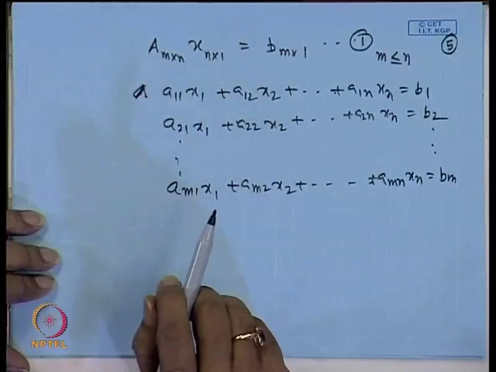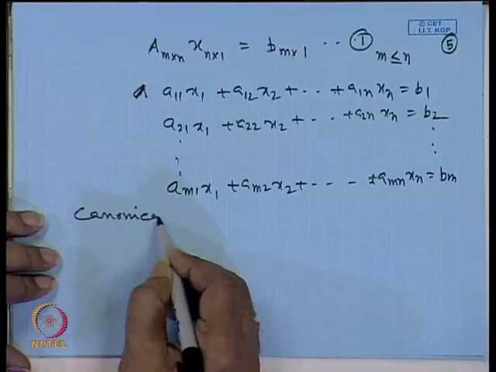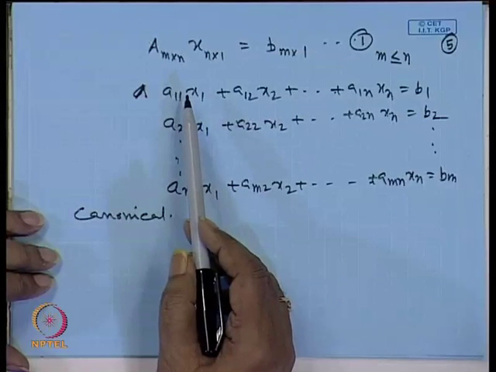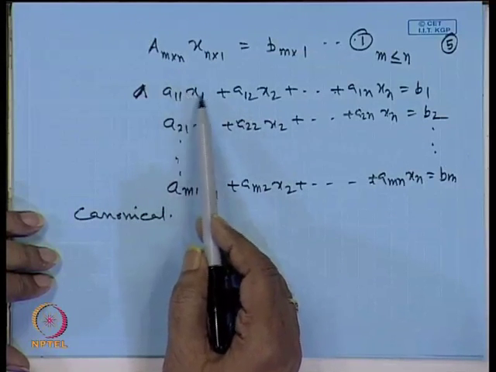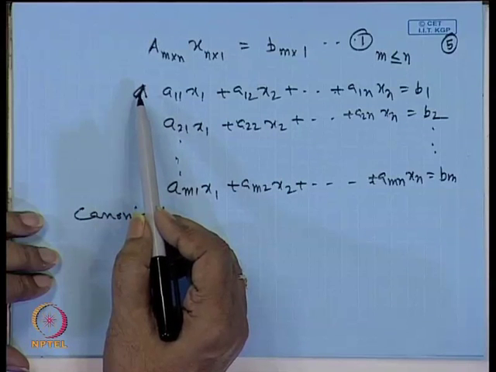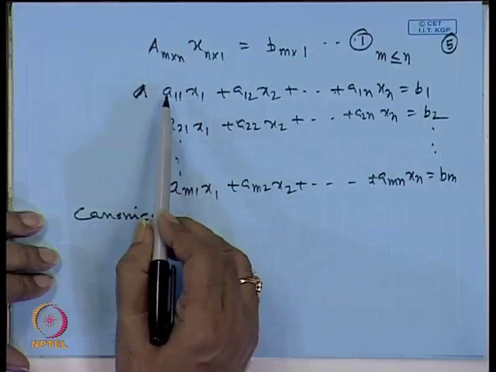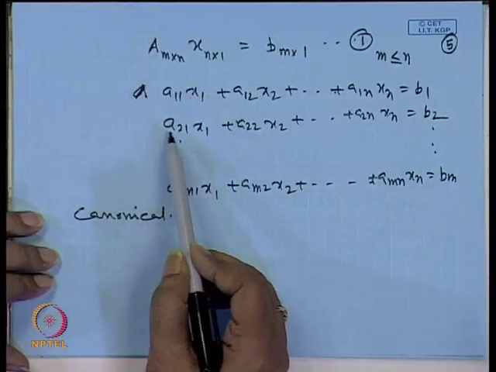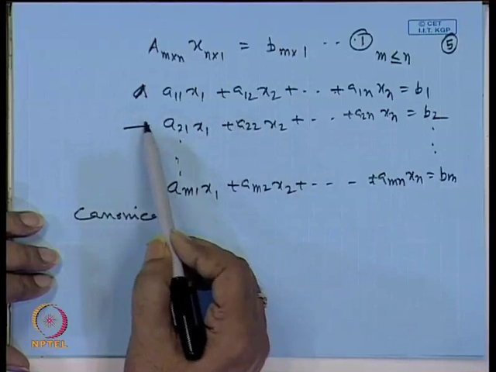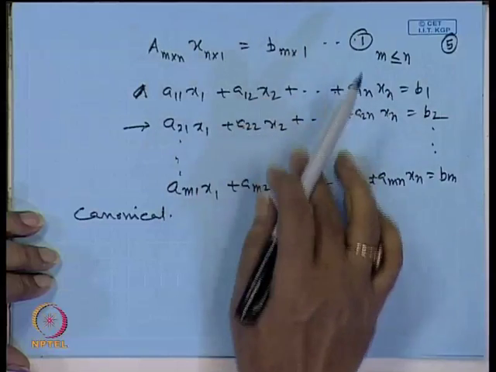So, what we will do is, in the canonical representation of a set of equations, we will keep x1 only in equation number 1, and we will keep x2 only in equation number 2. In no other equation will x2 be there.